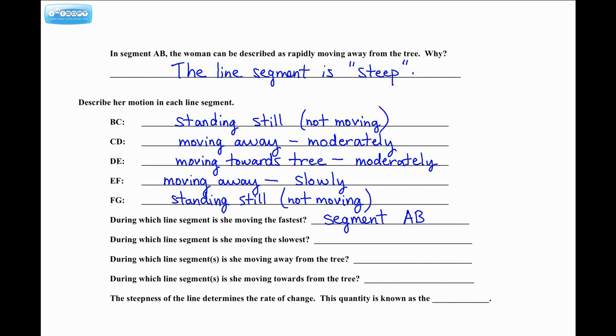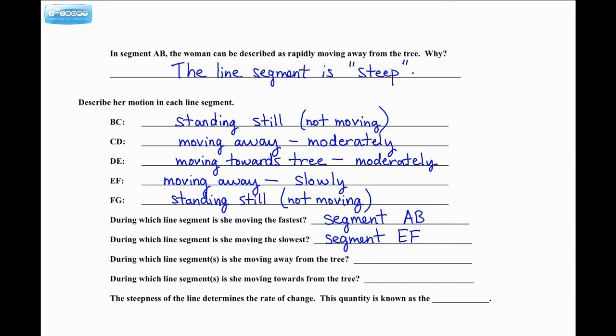During which line segment is she moving the slowest? Now you could say, well, wouldn't that be where she's actually not moving at all? Well, I guess it depends on your interpretation, but if she's not moving at all, then she's not moving slowly. She's not moving at all. So I would say segment EF. She is moving, albeit slowly.